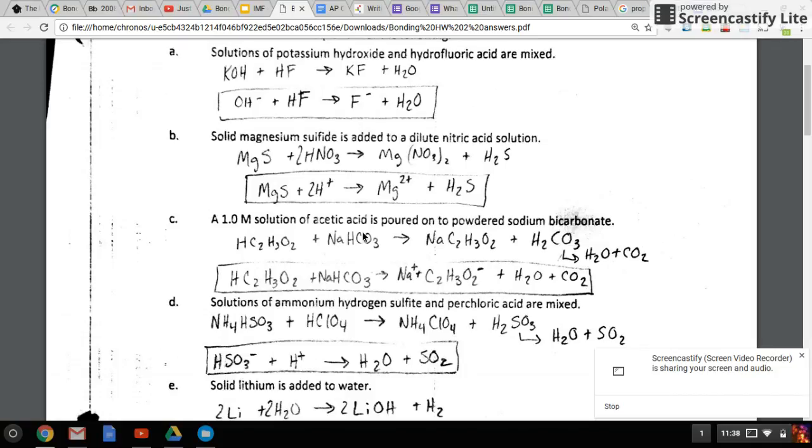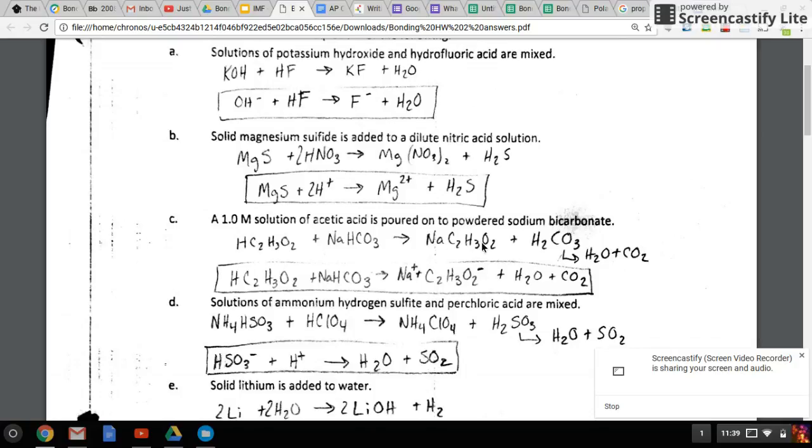C, we have acetic acid poured into sodium bicarbonate. This is the acid-base reaction that you would do, or at least, anyway, the reaction that you would do in a volcano, like in the 3rd grade. So you have your acetic acid. It is a weak acid, so of course you don't split that up. Sodium bicarbonate, or sodium hydrogen carbonate, is another name for that. It is a solid because in the problem it says powdered, so we're not going to split that up.